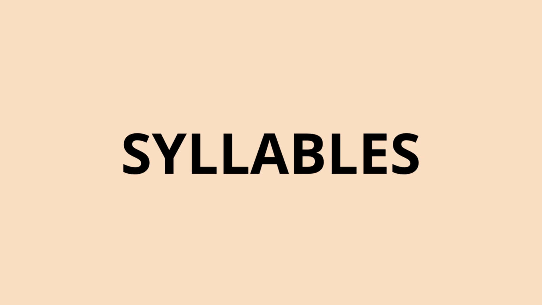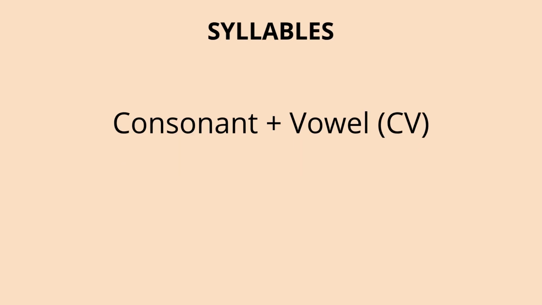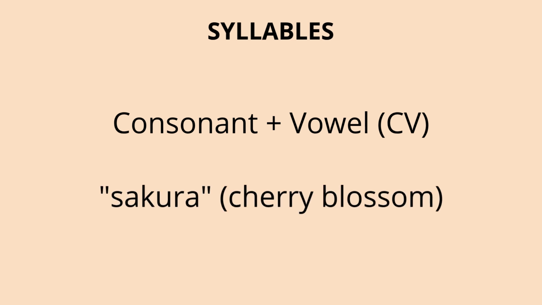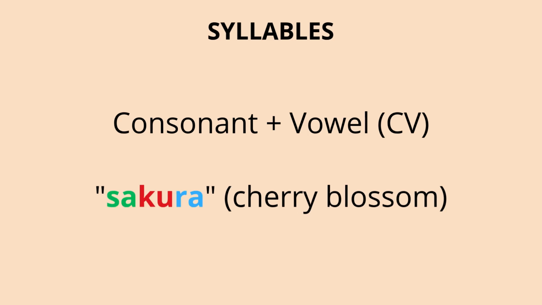These allophones were less prominent or maybe not that present in Old Japanese. Now let's turn our attention to how all these individual sounds fit together to form words. The rule for syllables in Old Japanese was very simple. Almost every syllable had to be a consonant plus a vowel. For example, a word like sakura, cherry blossom, would be sa-ku-ra.